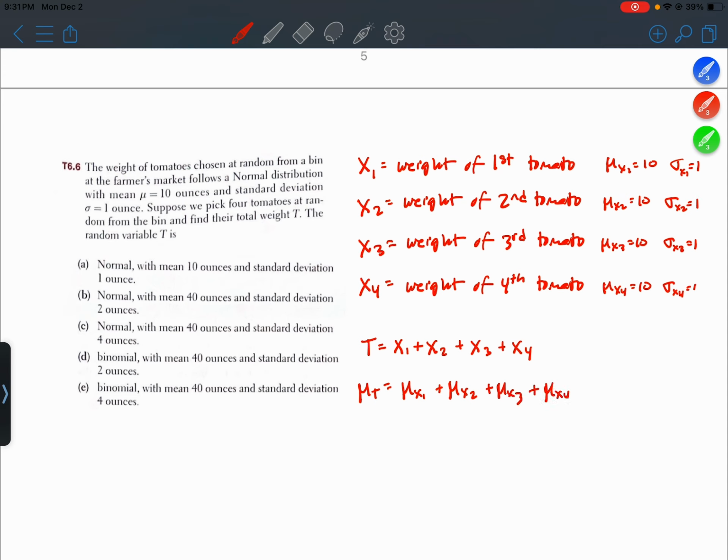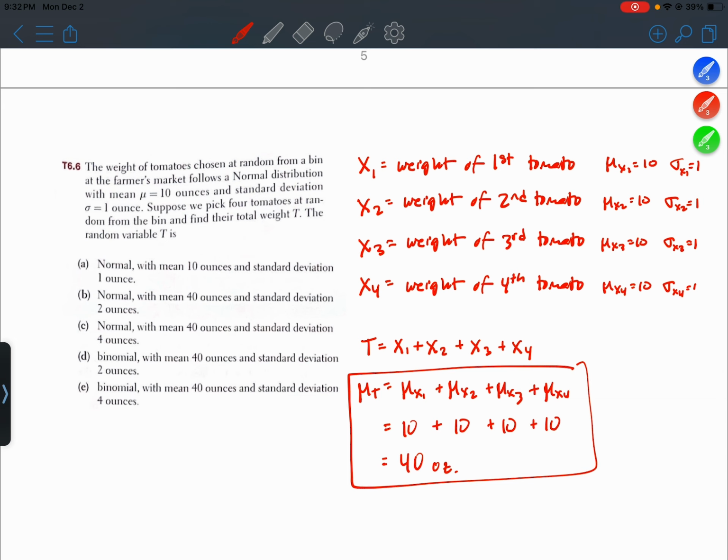And all of those means happen to be 10, so it's just 10 plus 10 plus 10 plus 10. I don't know how many times I said 10. Hopefully I just said it 4 times. All right, so it'll be 40 ounces. All right, so that's the mean for the total weight.